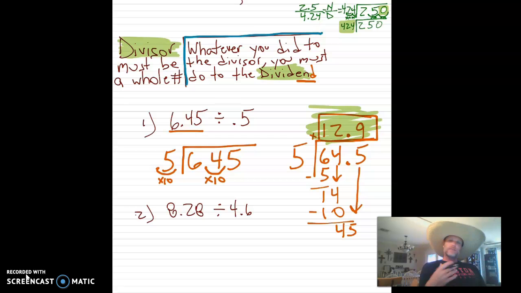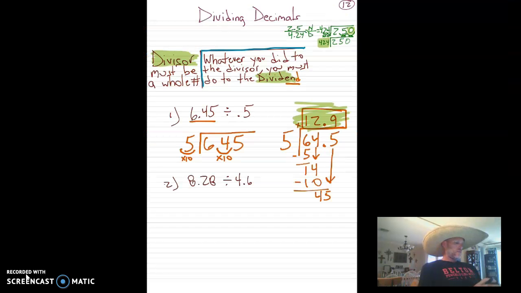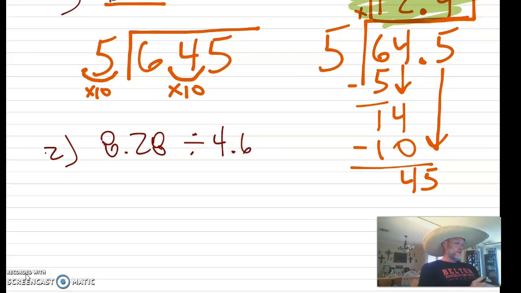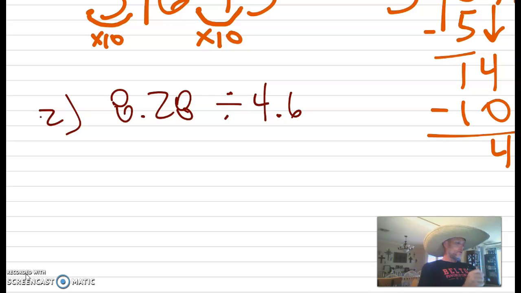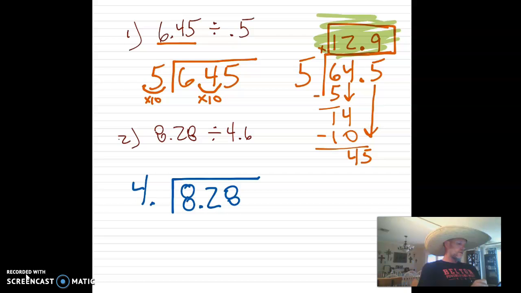All right, so let's go to the next one. 8 and 28/100 divided into 4 6/10 equal parts. So whatever you read first is what's getting divided, in this form. 8 and 28/100 is getting divided by 4 6/10. All right, so look on the outside number.